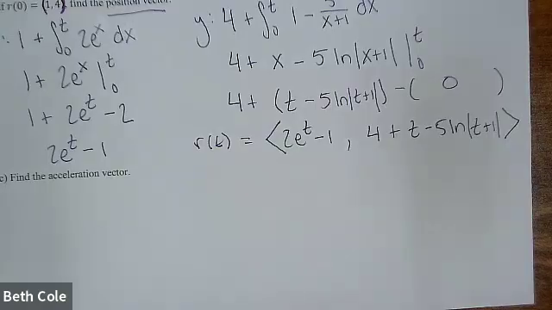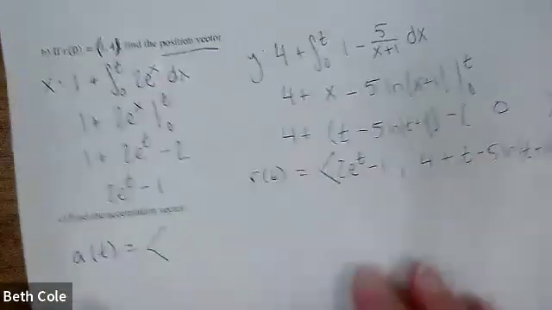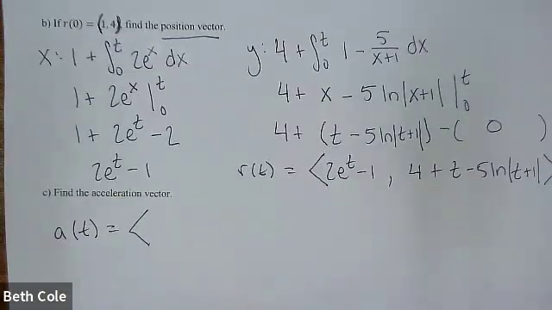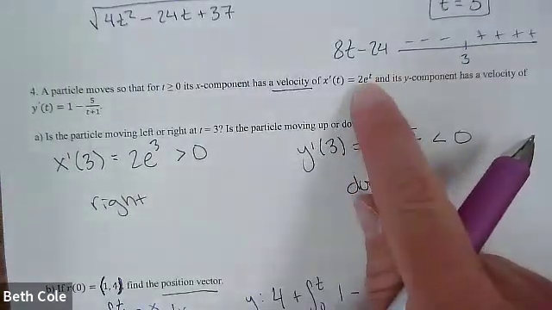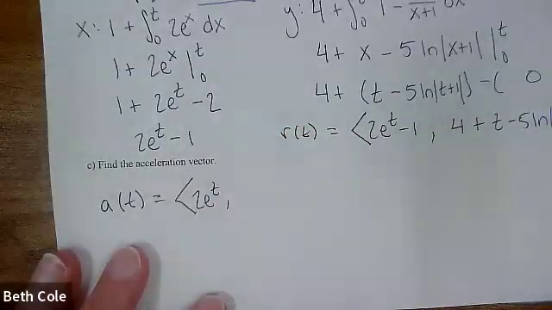All right, and then the last one, acceleration vector. Acceleration is the derivative of what? Velocity. And I think they gave us velocity, right? Yes, okay, so just do the derivative of what they gave us. Derivative of 2e to the t is 2e to the t, that's an easy one. And then derivative of this.